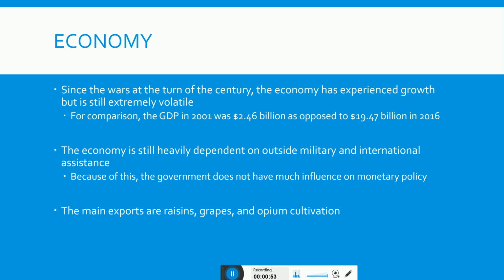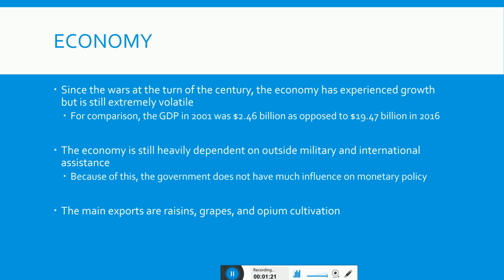Some facts about the economy in Afghanistan. Since the wars at the turn of the century, the economy was devastated. But since then, it has experienced a lot of growth, but it's still extremely volatile. For comparison, in 2001, at the height of all the wars, their GDP was only about 2.4 billion, whereas 15 years later, in 2016, it's all the way up to 19.4 billion.